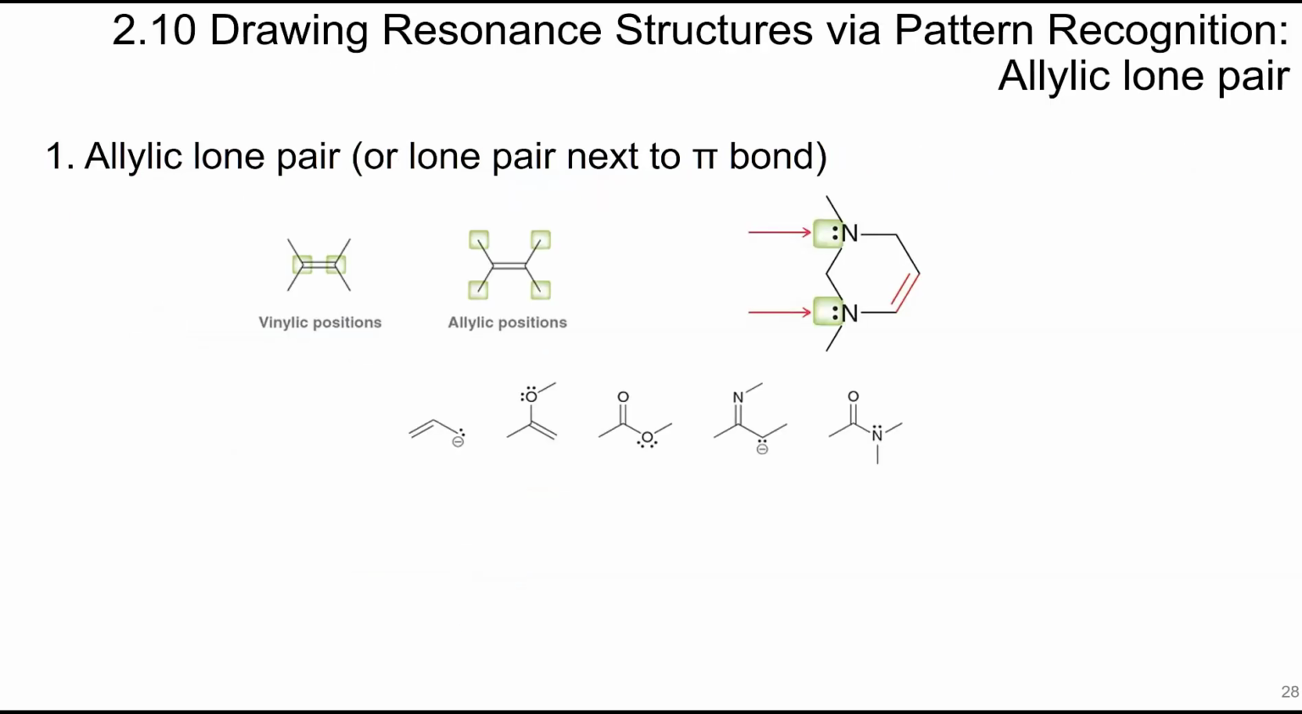There are several patterns that we'll see when we're drawing resonance structures. One is an allylic lone pair, or a lone pair that's next to a pi bond. Vinylic is the position that is on the carbon double bond. The allylic positions are the ones that are next to the carbon double bond. This is also an allylic position here. That one is not. So this is allylic because it is on the atom next to the double bond. This is not.